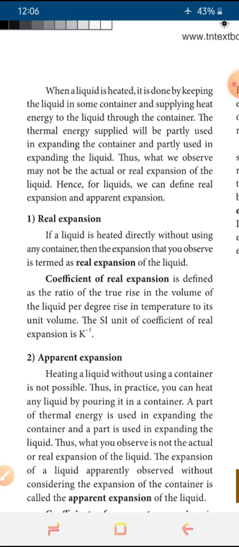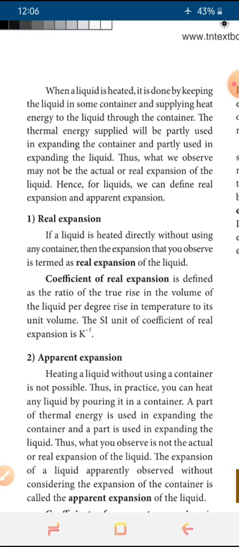One is real, next one is apparent. What is real expansion? We are heating the liquid without any container. We are not using any container. We are heating the liquid directly, and now the heat is absorbed. The temperature is raised after absorbing the heat energy. This is called real expansion.